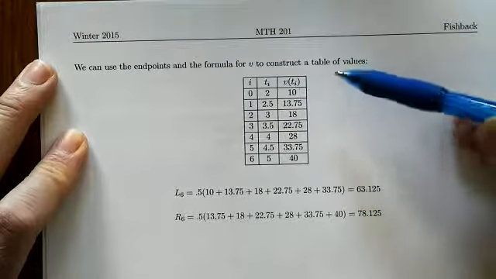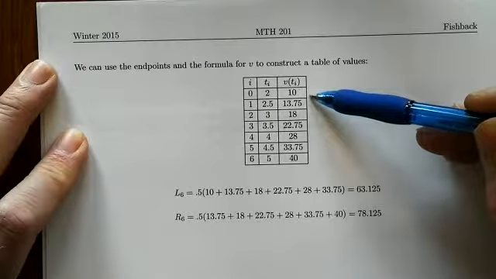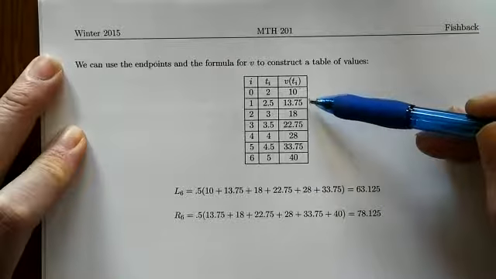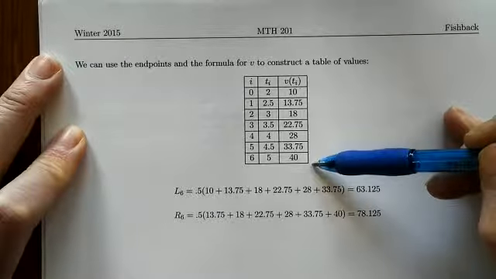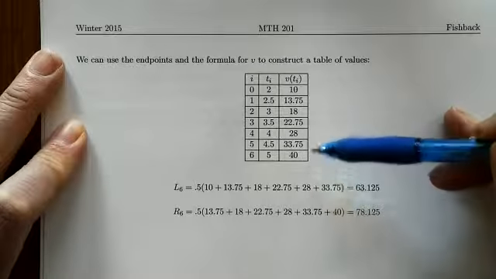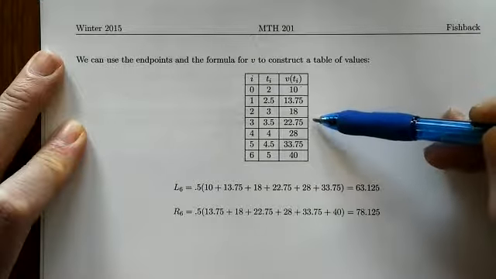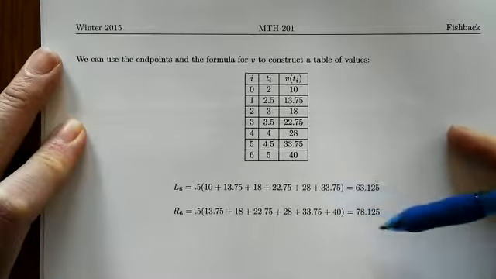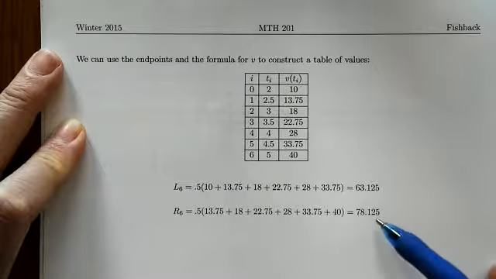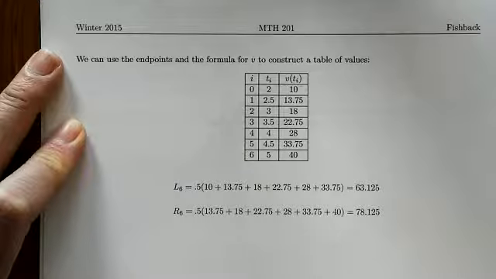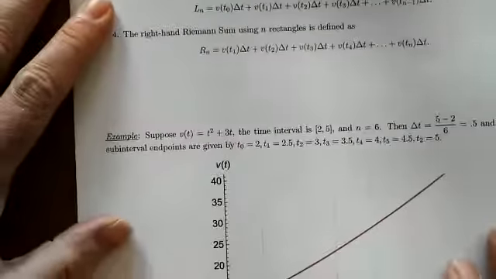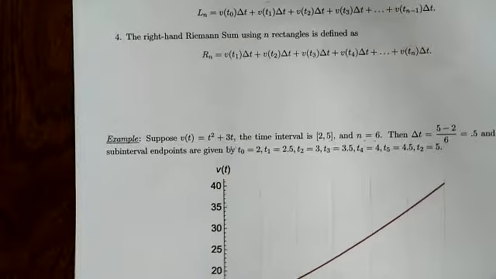The right-hand estimate would be very similar, except instead of starting with the 10 output and stopping with 33.75, we would start with 13.75 and end with 40. So the right estimate would be this term plus that term plus that term plus that term plus that term. We multiply each of those by 0.5. We get 78.125. Now the left-hand estimate in terms of my graph would be rectangle areas.